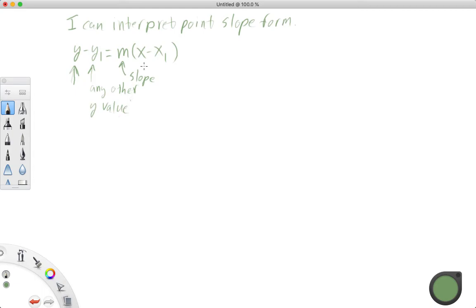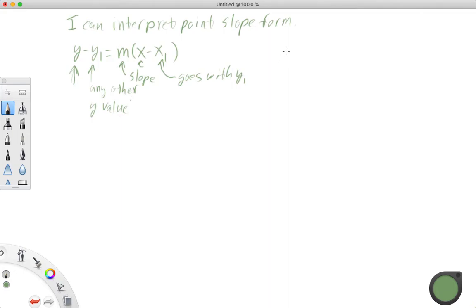X is just our general x, just like it was with y equals mx plus b. And then this x1 goes with the y1 as a point on the graph. Okay, and I'm going to kind of just show you where this comes from.